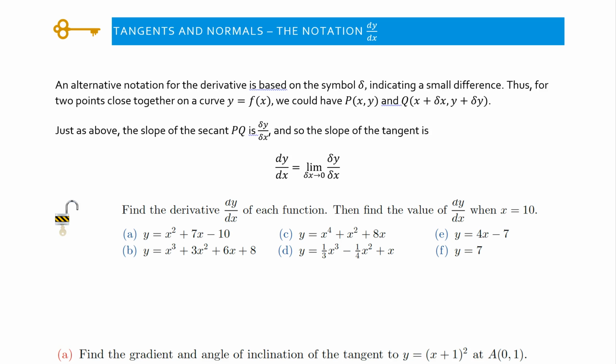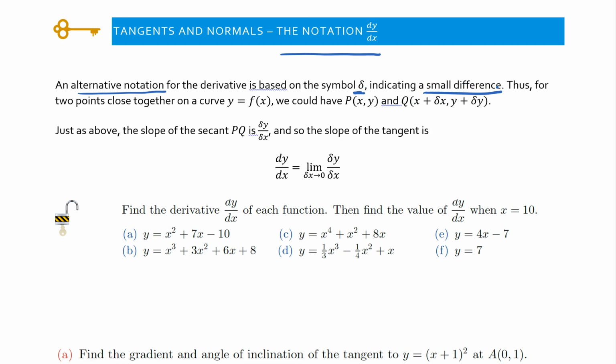Hello mathematicians, this section is probably more about notation than anything else. It's about the notation dy/dx. We've mentioned it in passing, but it's just an alternative notation for the derivative, based on this symbol, delta. And delta indicates a small difference.